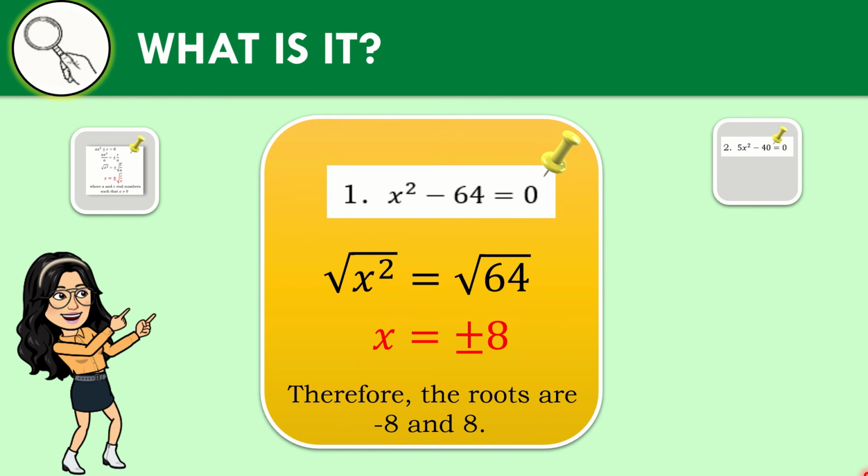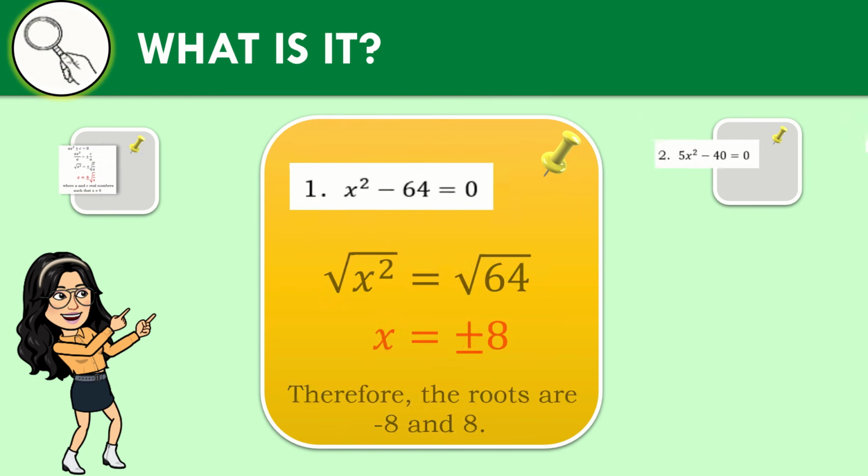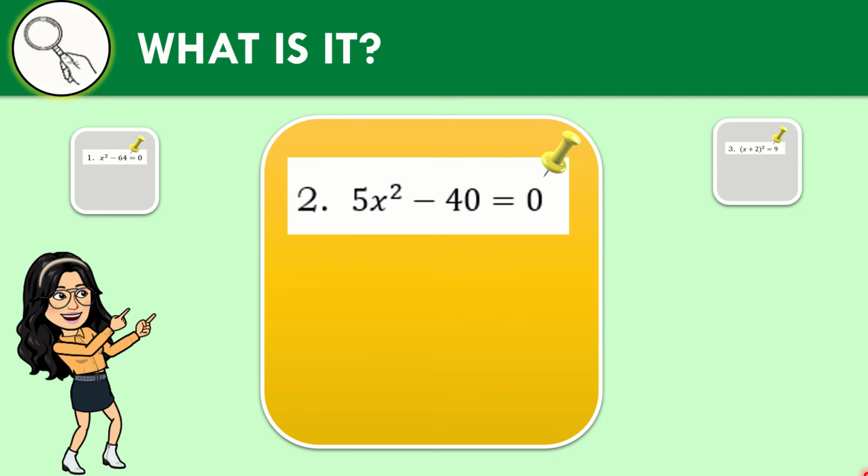Now, let's try to look at the next example. Here, you're given 5x squared minus 40 is equal to 0. Let's check. The first one here is a quadratic term. Check. Second term here is good. That's a constant. Therefore, we can use the square root property for this quadratic equation. So the next step is, we are going to add 40 to both sides of our equation. So you'll have 5x squared is equal to 40.